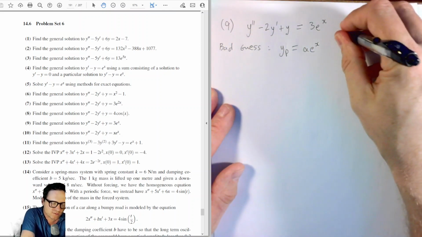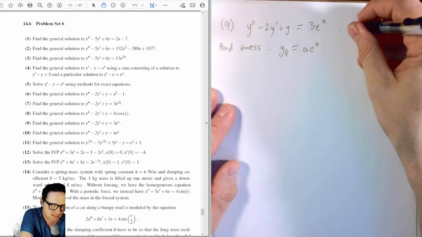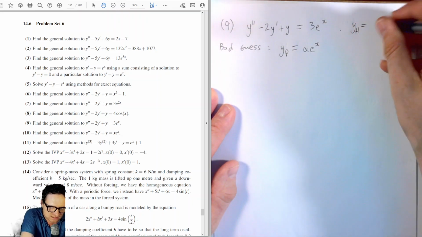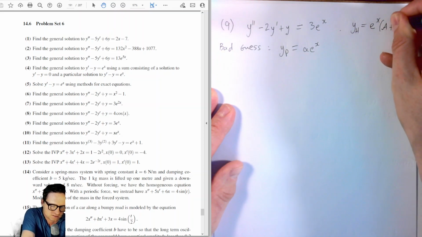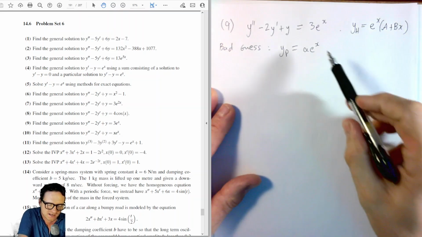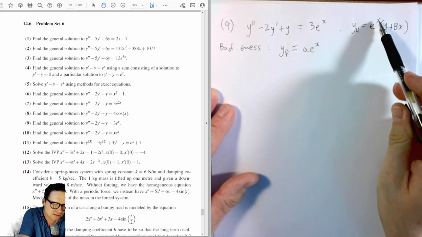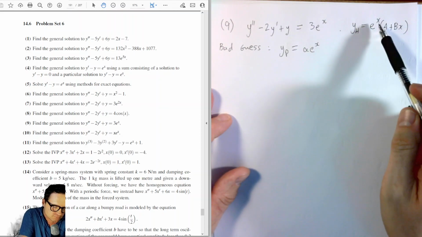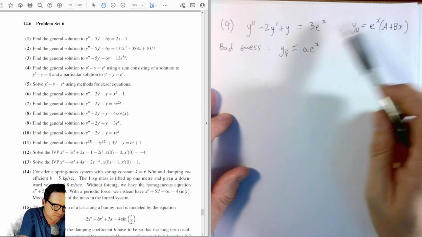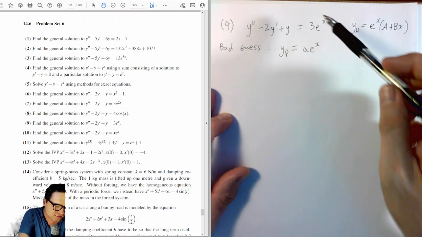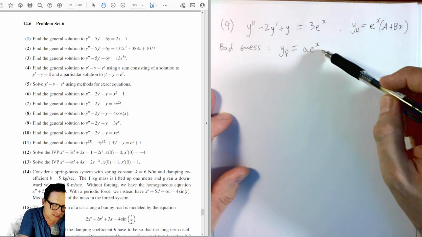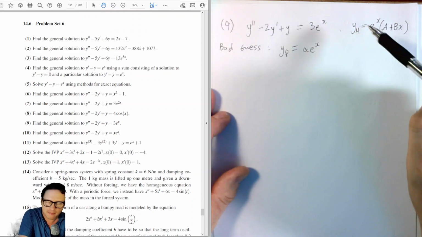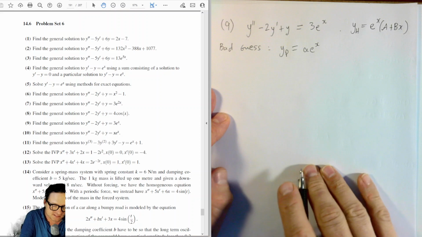Okay, but first let's remember, since we have the same left-hand side, we do have y homogeneous is equal to e to the x (a plus bx). All right, now why is this a bad guess? Well, because the exponents here match in this case, right? So this matches this, and so I don't want to guess something of the same form. All right, but let's see why this is bad.